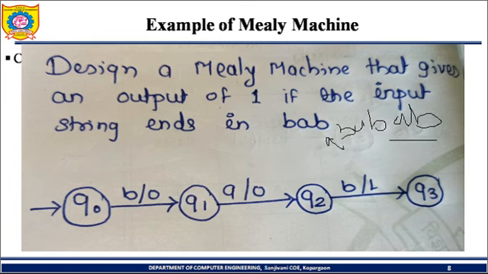So we want to draw the Mealy machine which will generate the output as 1 if the string ends with BAB. Here this one is the basic machine, just like a DFA. So Q0, after accepting B, it is in Q1.